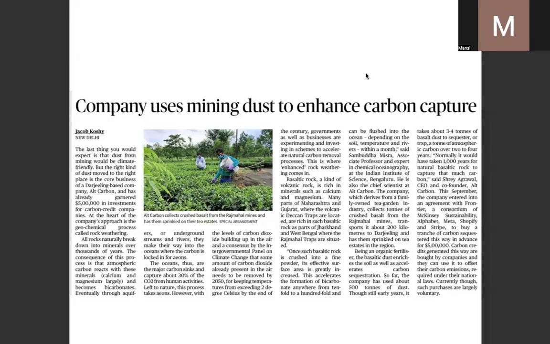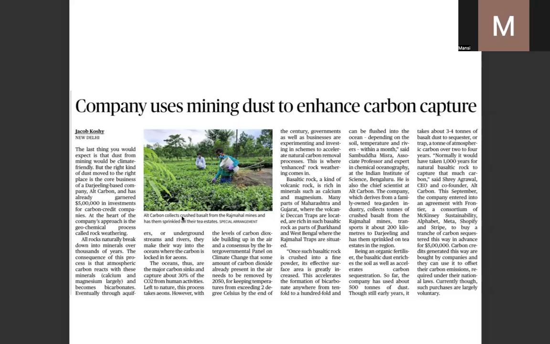Firstly, we see how innovations are helping us in moving ahead towards sustainable development. This is the case study related to how we are reusing mining dust, which we can say is an example of negative externality, but we are converting it into an opportunity to enhance carbon capture. This case study relates to the company Alt Carbon.